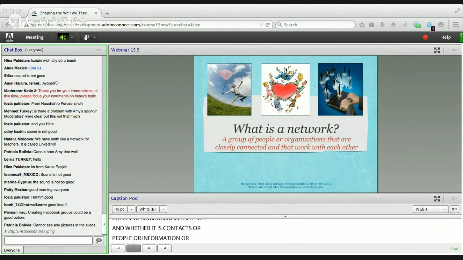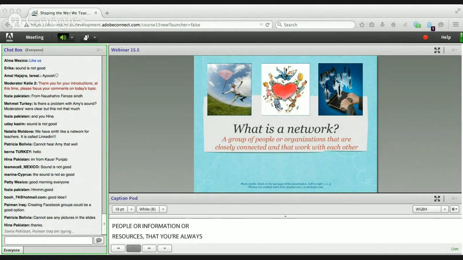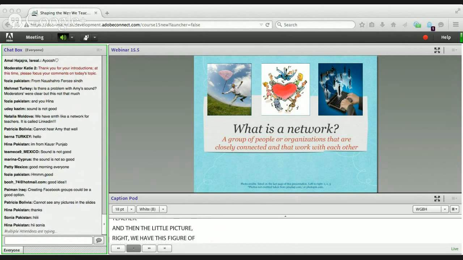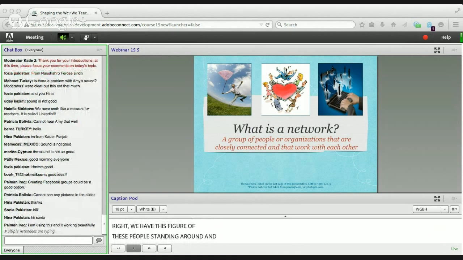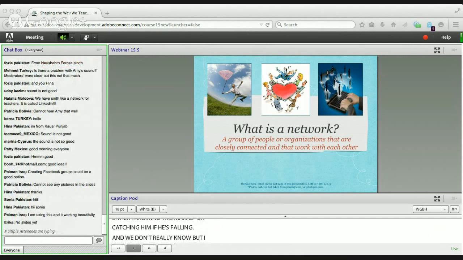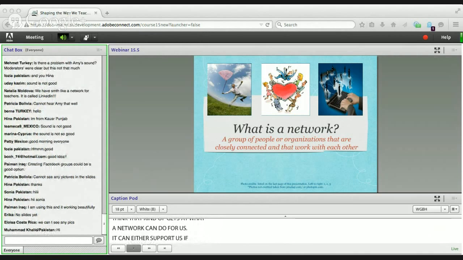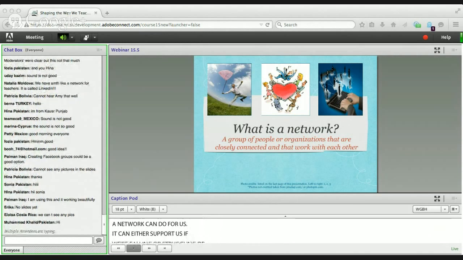And in the middle picture, right, we have this figure of these people standing around and either throwing this man up or catching him if he's falling. And we don't really know, but I think, again, that kind of gets at what a network can do for us. It can either support us if we're falling or struggling, or it can kind of throw us up and require us to do something, maybe take a risk or do something new.